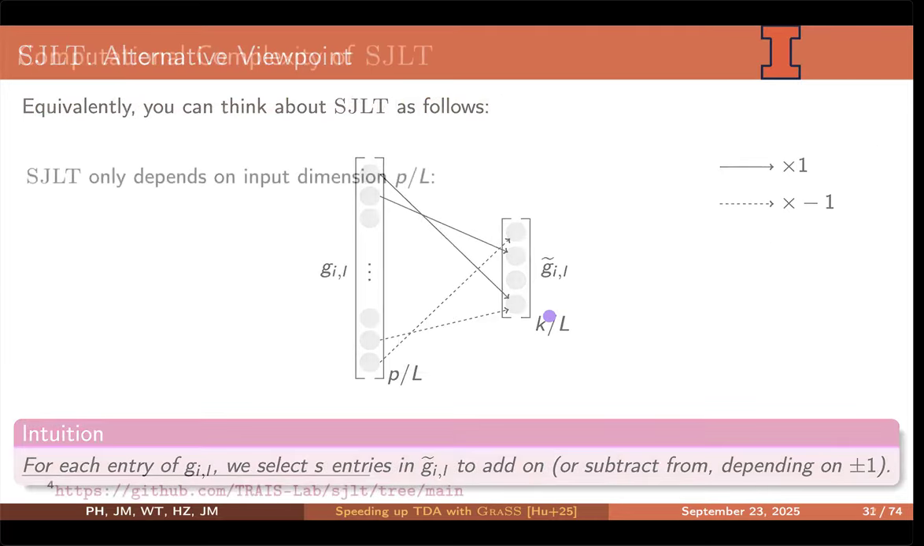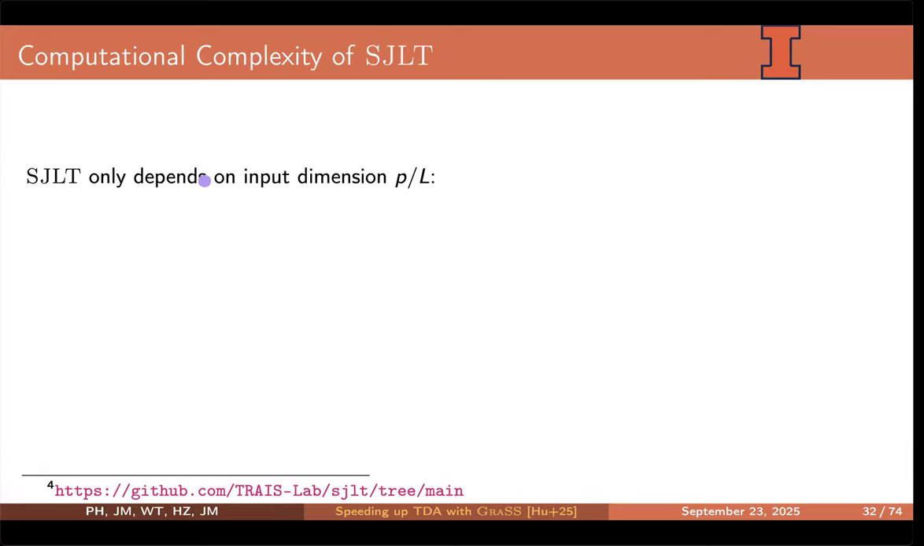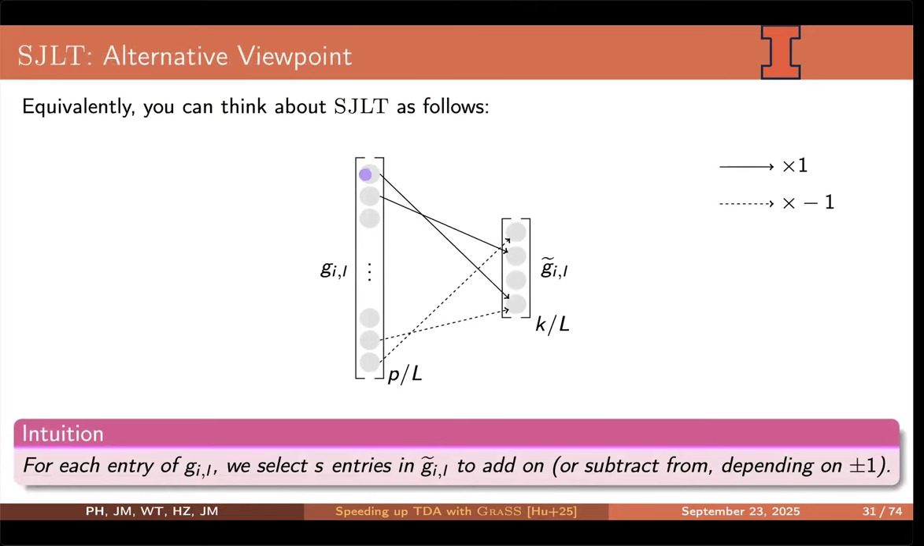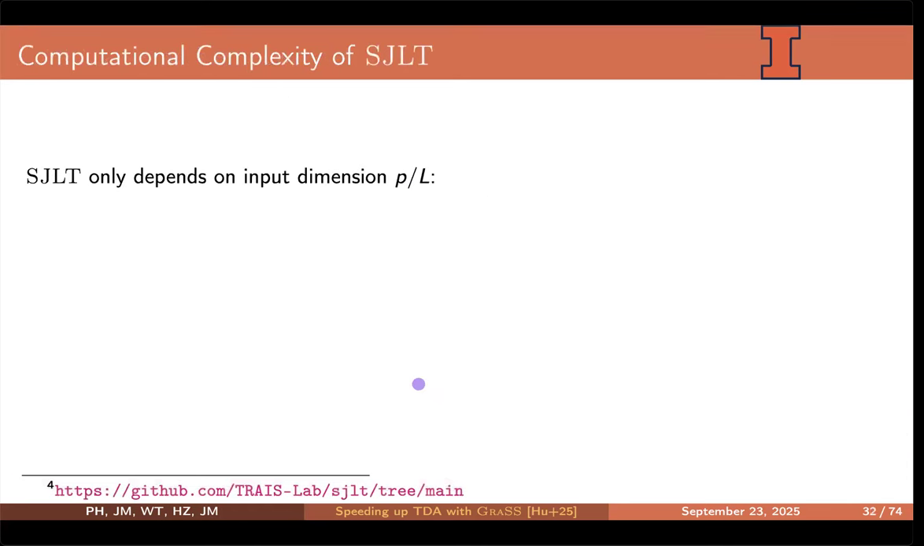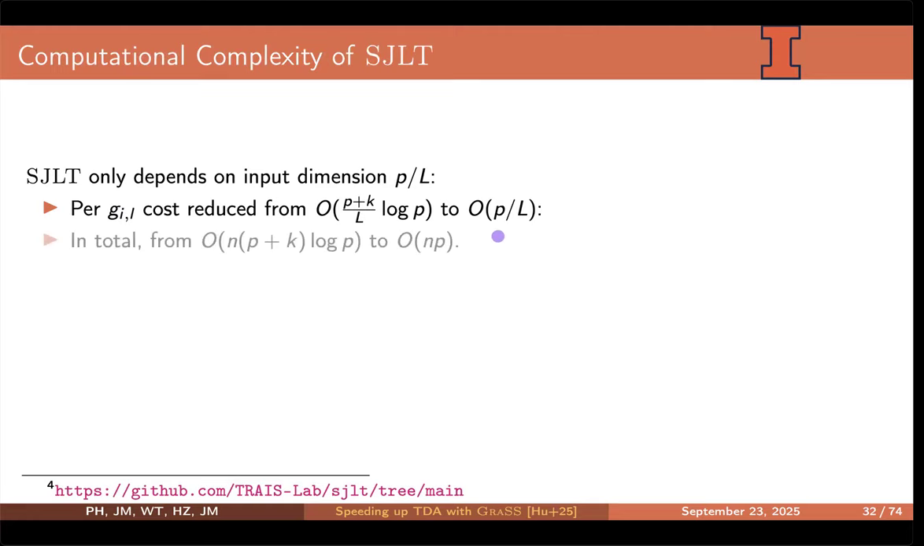So why is this helpful? It's helpful because SJLT only depends on the input dimension, p over l. For every input dimension, you're only doing a constant amount of work. So the computation time scales with your input dimension, which is p over l. Per gradient it costs only p over l, and in total it costs only m times p. So this is truly one epoch of training.